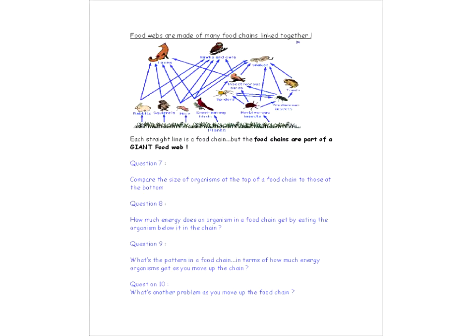All right, so some more questions here. Compare the size of organisms at the top of a food chain to those at the bottom. Question 8. How much energy does an organism in a food chain get by eating the organism below it in the chain? And what percent was that? Question 9. What's the pattern in the food chain in terms of how much energy organisms get as you move up the chain? And question 10, what's another problem we saw that occurs as you move up a food chain?